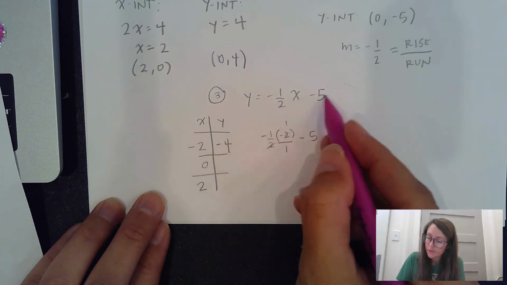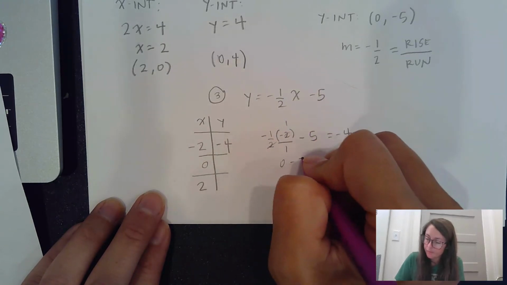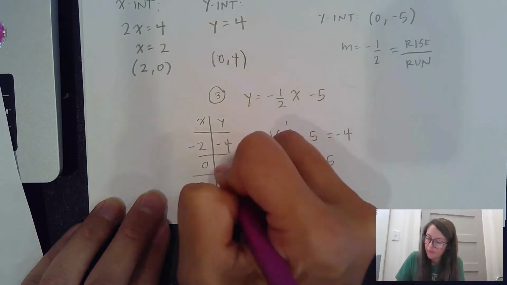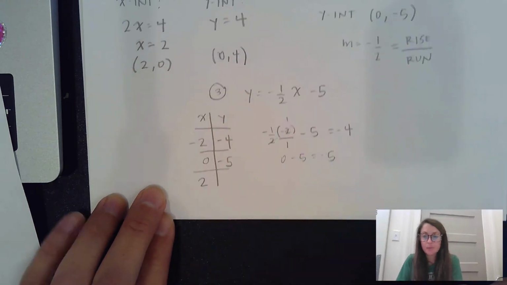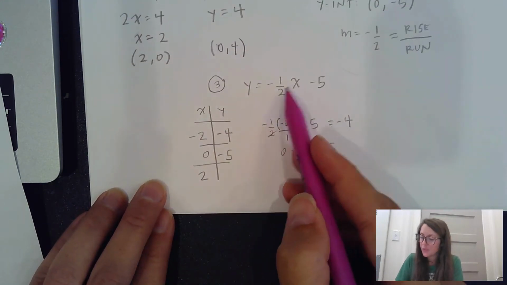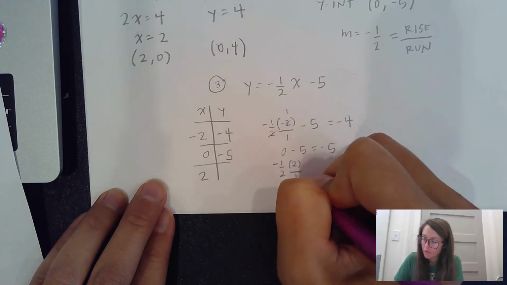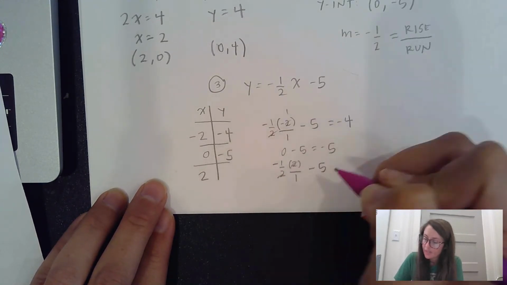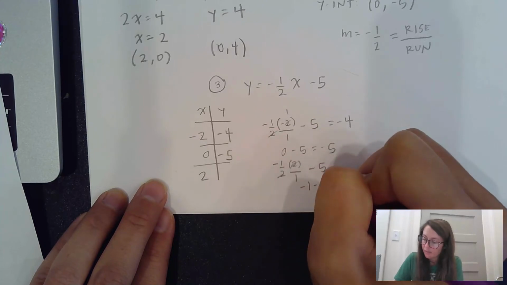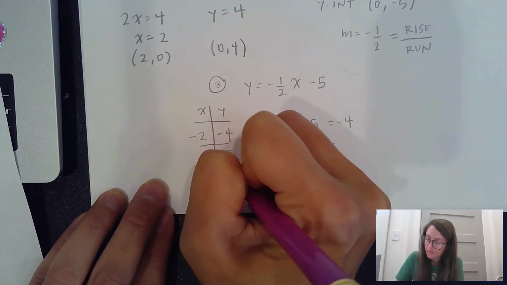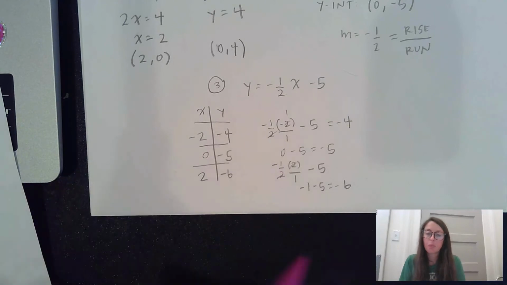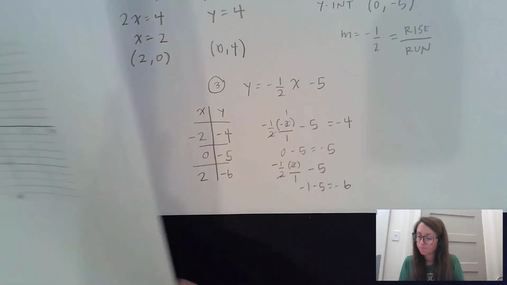If I plug in a 0, then my y value is going to be -5, which is the y-intercept. If I plug in a 2 here, I'm going to have -1/2 times 2, that's 2/1, minus 5. So it's going to be -1 minus 5, which is -6. So now I'm going to plot all 3 of those points on my graph.